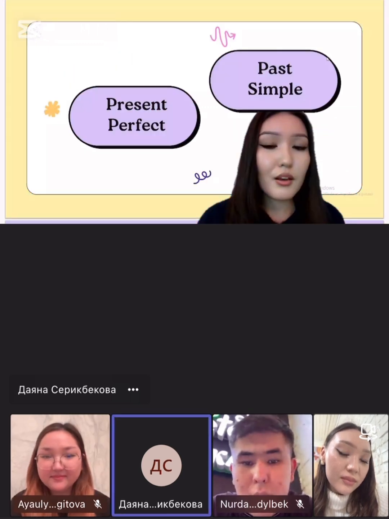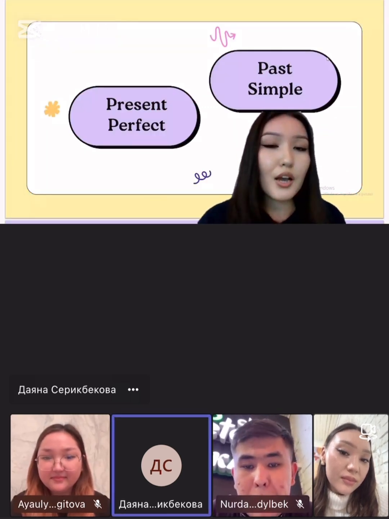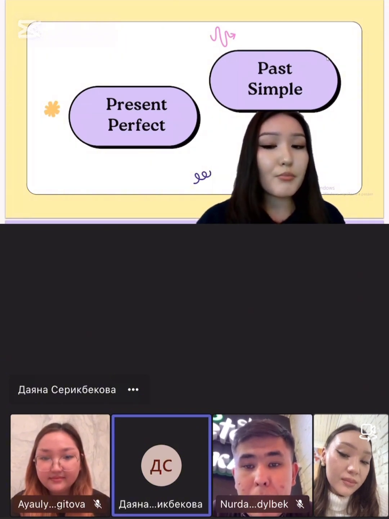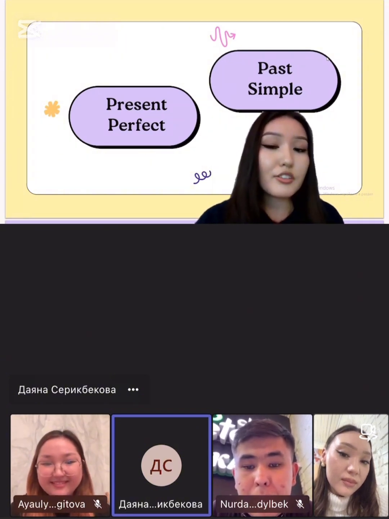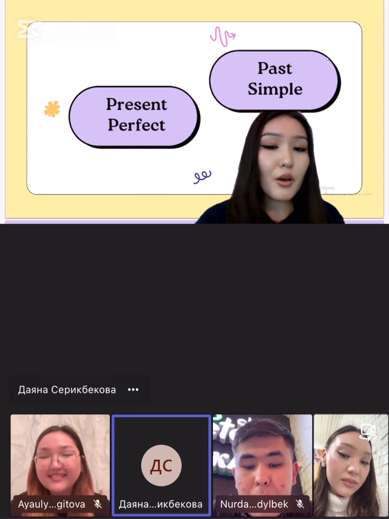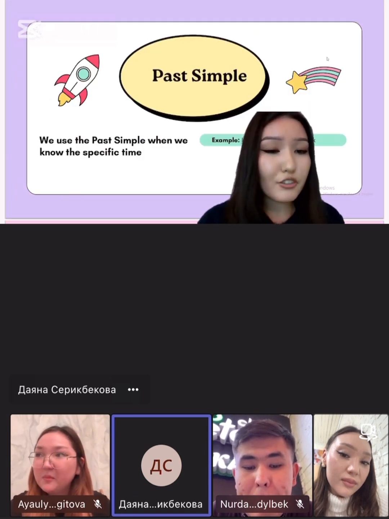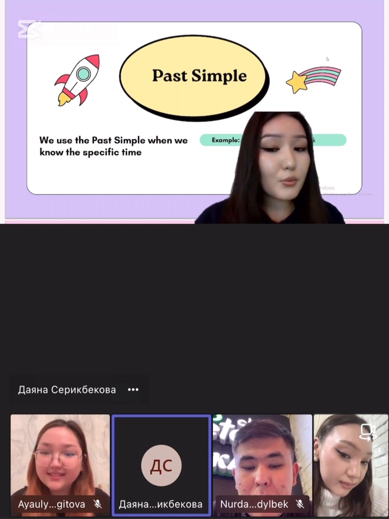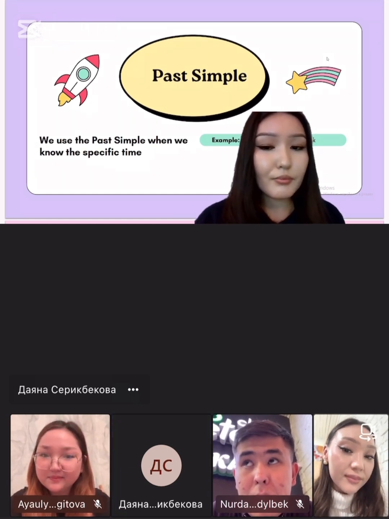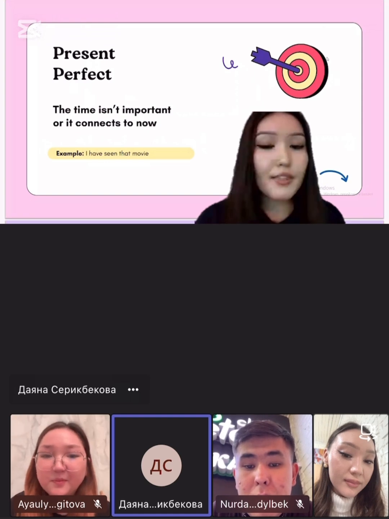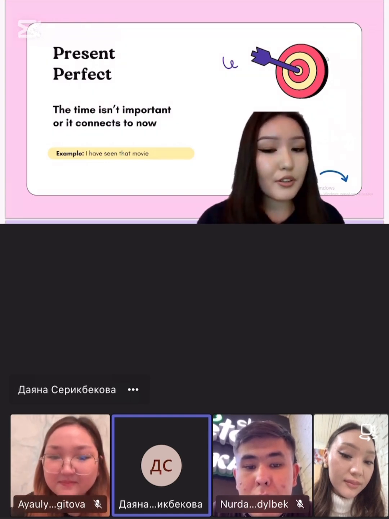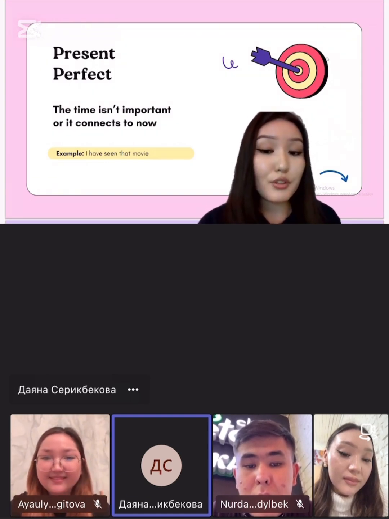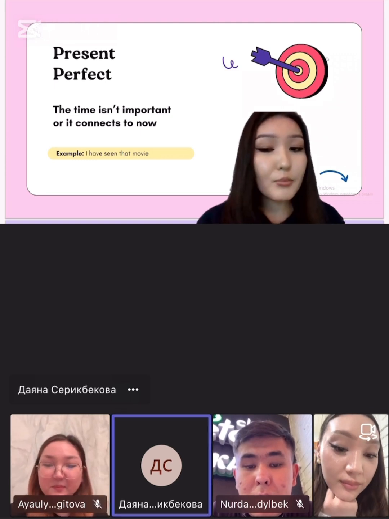Let's talk about the present perfect versus past simple. Students often confuse the present perfect with the past simple. Just remember, use past simple when you know the specific time of the action. For instance, I saw that movie last week. Use the present perfect when the exact time isn't important or when the action connects to now. For example, I have seen that movie.